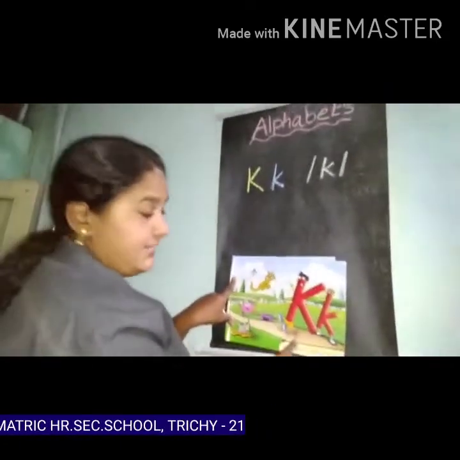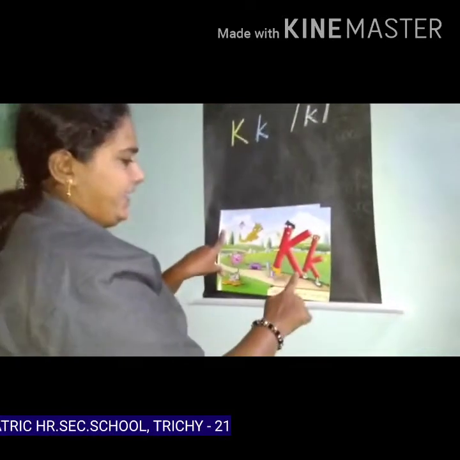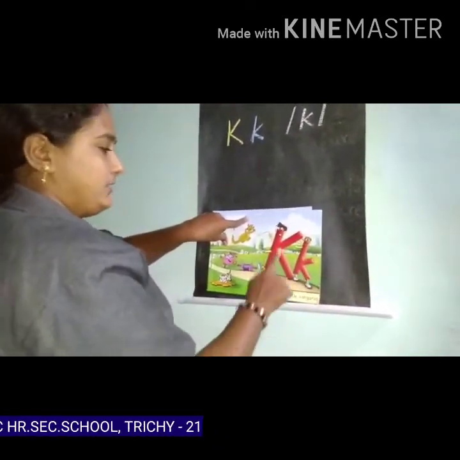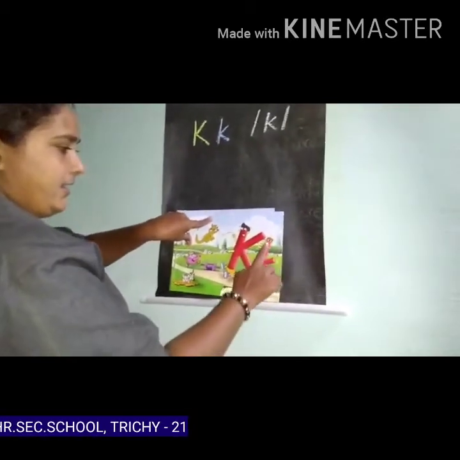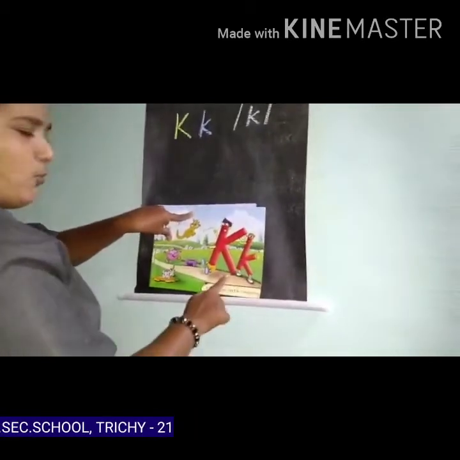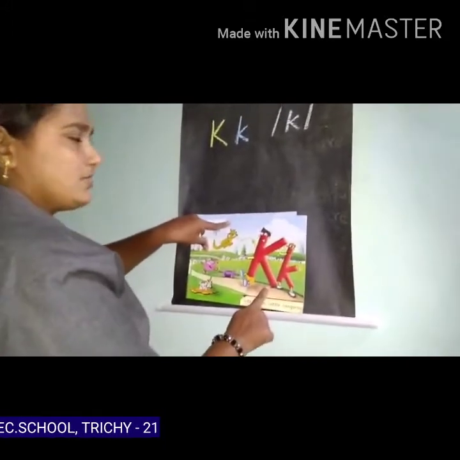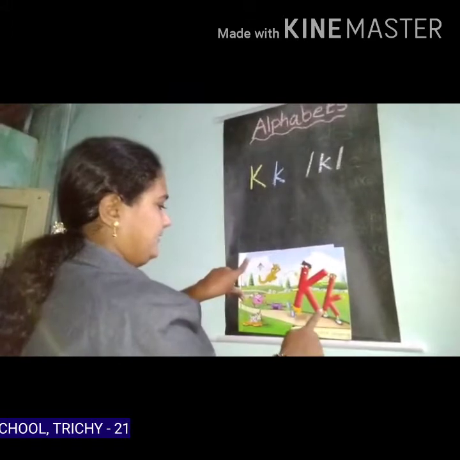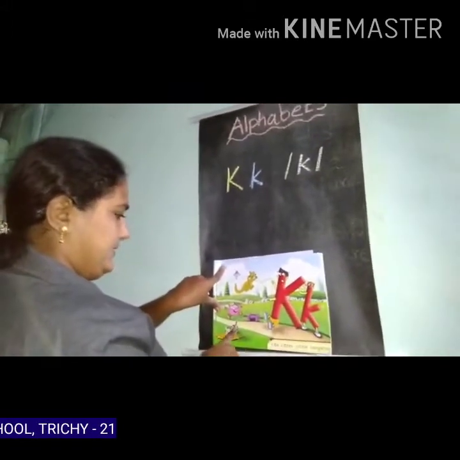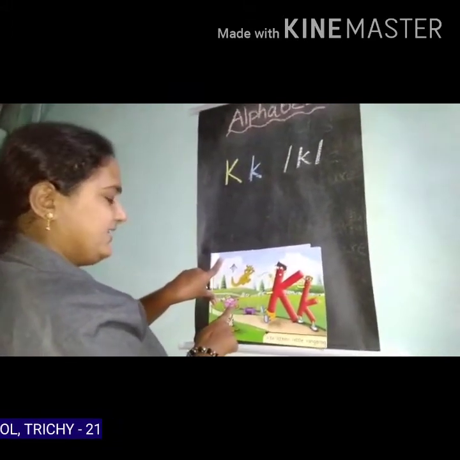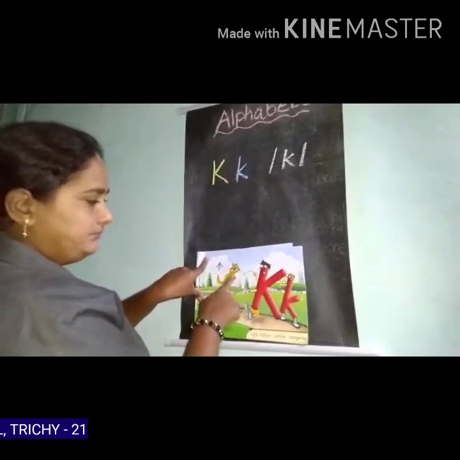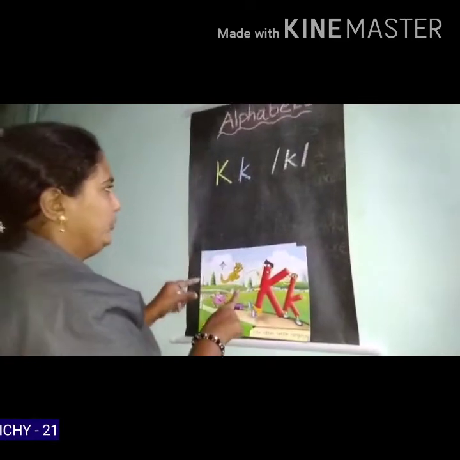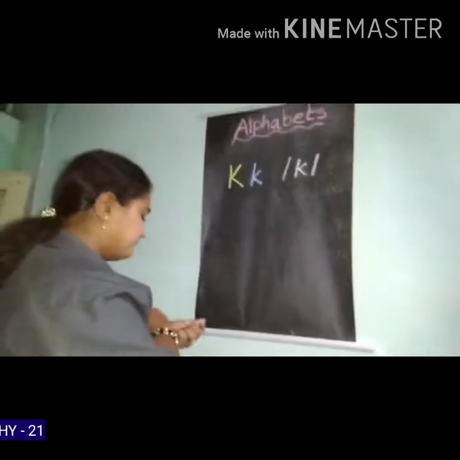Okay, children, let's tell again. Capital K, small K. What letter is this, children? Capital K, small K. What sound for K, children? K. What sound for K? K. K, kite. K, kitten. K, kettle. K, kangaroo. K, kangaroo.